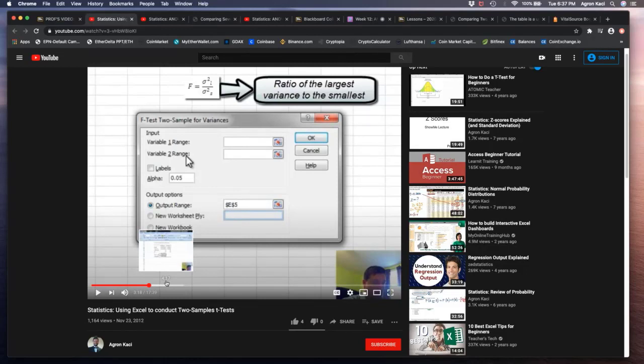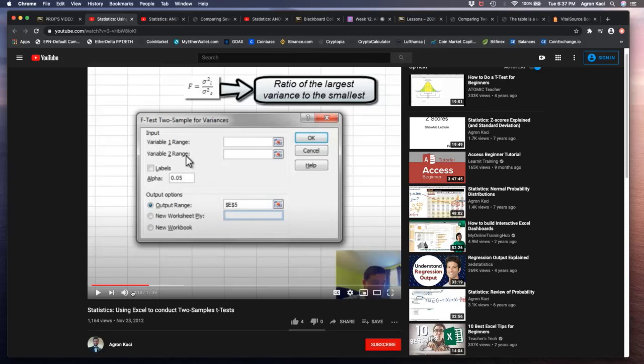So that's correct, and you don't know which of these variables has the larger variance until you do a simple calculation, which is the standard deviation squared. You can get the standard deviation for the first group and for the second group, and then compare which one is larger, and that would be the larger variance, because variance is the standard deviation squared. Then you can put the larger variance variable up here and the smaller one down here.